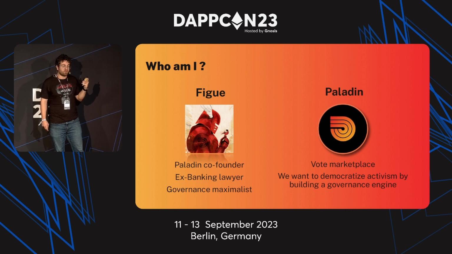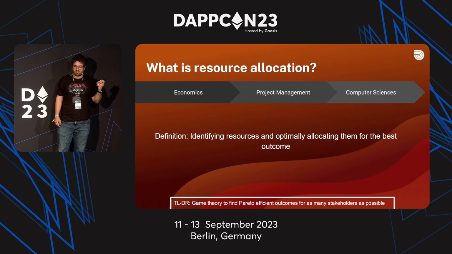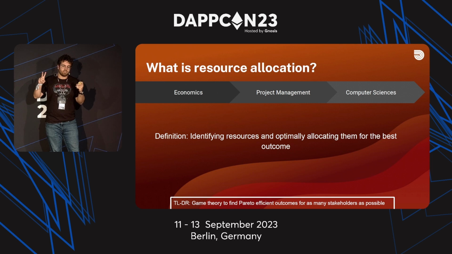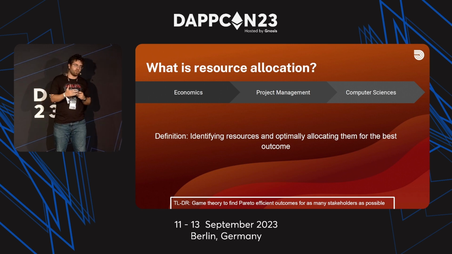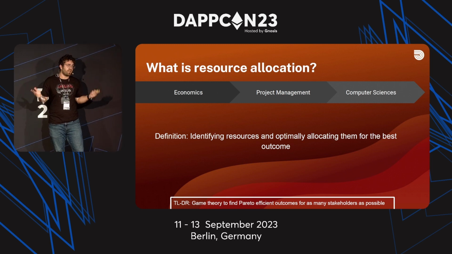Okay, so now that we've gone through the easy part, let's start with the hard topic, with gauges in general and resource allocation. So first, what is resource allocation? It's interesting because when you look at it from an academic point of view, there are 3 different sectors where you're going to hear about resource allocation. The first one is economics, which is the one we're going to focus on, but you'll also hear about it in project management and computer sciences. And it kind of has the same definition.